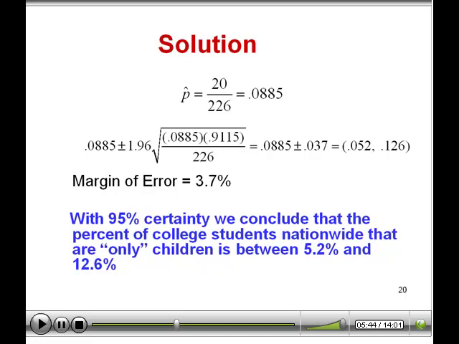The margin of error becomes 0.037, or 3.7%, indicating that we're able to estimate the true proportion of college students who are only children accurate within 3.7%. So, using this sample data, we can state with 95% certainty that between 5.2% and 12.6% of college students nationwide are only children.